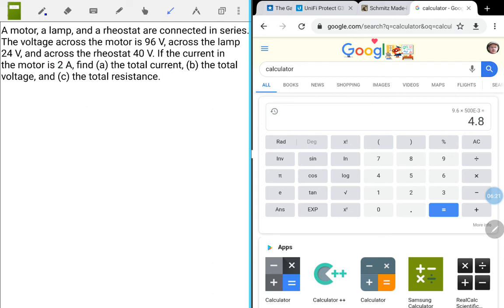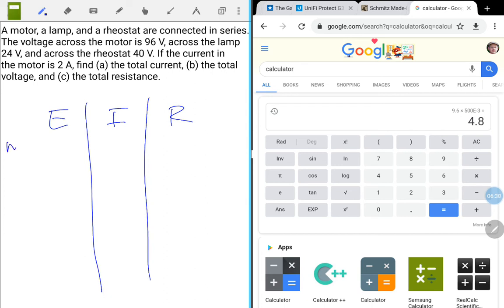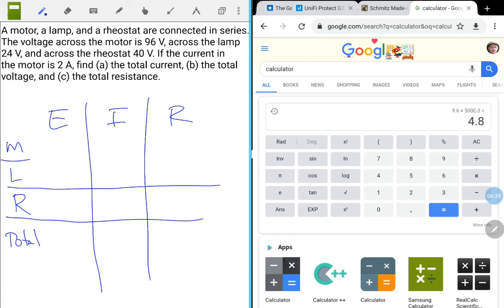Okay, so just set yourself up a table. E, I, and R. How many rows will we need? 3, because we've got the motor, the lamp, and the rheostat, and then the total down here at the bottom. Fill in everything that is given. The voltage on the motor is 96. Voltage goes under E. The lamp is 24. And the rheostat is 40.